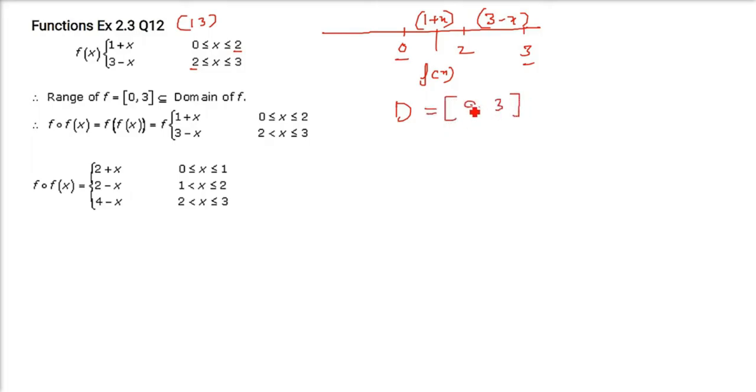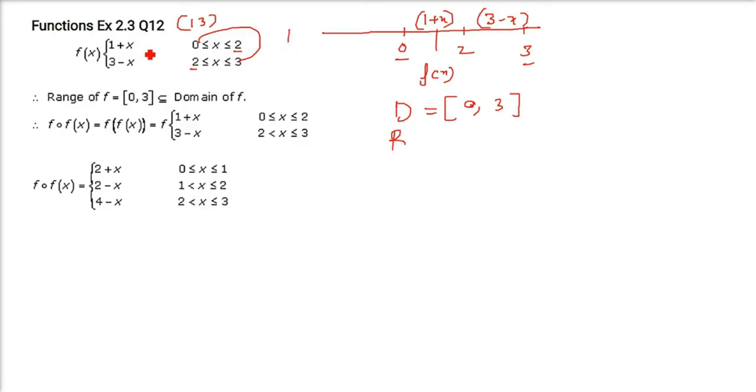They are already given the 0 to 3. So what is the range? Now put 0 in 1 plus x. Put 3 in 3 minus x, because the lowest value is 0, highest value is 3. Just put this value and you'll find out the range.